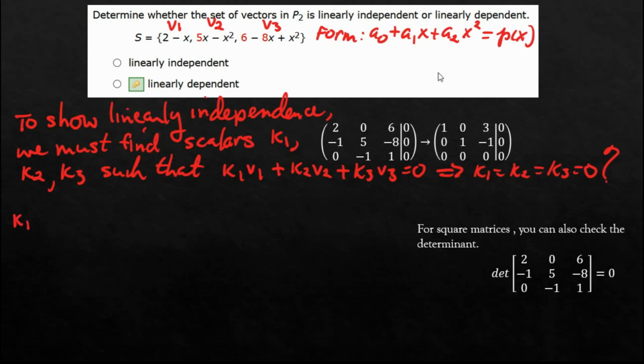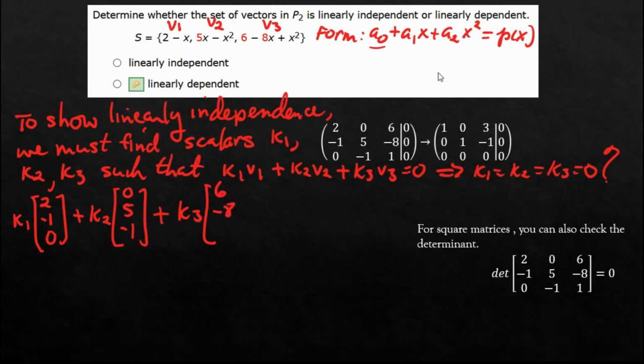So we have K sub 1 times that first polynomial, which has coordinates 2, -1, and 0. See, it has to have that form with x squared. Well, there is no x squared. That means that a sub 2 is 0. Then the next one is 0 because it doesn't have an a naught, then it has 5, -1. The next one, 6. Plus K sub 2 times 0, 5, -1, plus K sub 3 times 6, -8, and 1. And that's equal to 0, 0, 0.